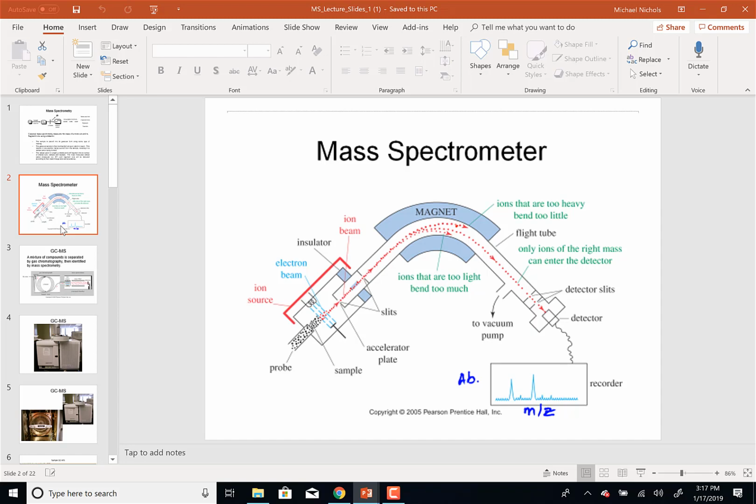Anything that's too heavy smashes into the side. Anything that's too light is deflected too much and smashes into the side. So if I know all the equations about how much current to apply to that electromagnet, and I've calibrated it so I know that a mass-to-charge ratio of this will turn, and if I change it a little bit, now this mass will turn, then I can scan through all the masses and measure the number of ions that make it to the detector. And so this is my spectrum.